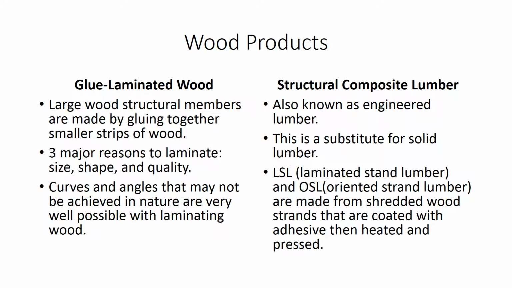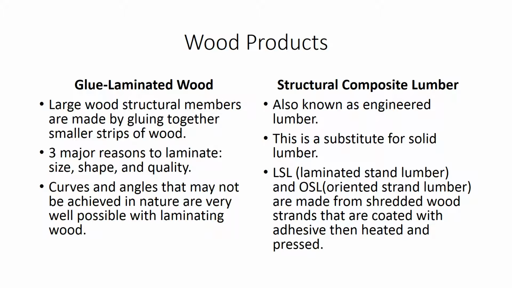Large wood structural members are made by gluing together smaller strips of wood. There are 3 major reasons to laminate: size, shape, and quality. Curves and angles that may not be achieved in nature are very well possible with laminating wood.